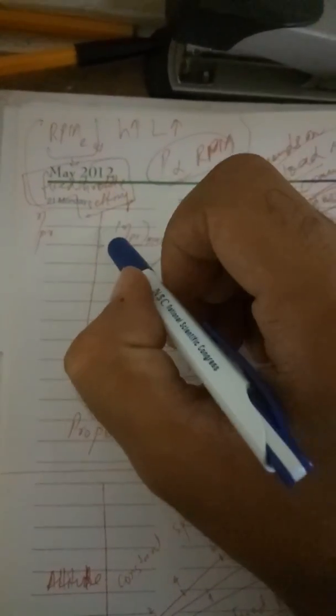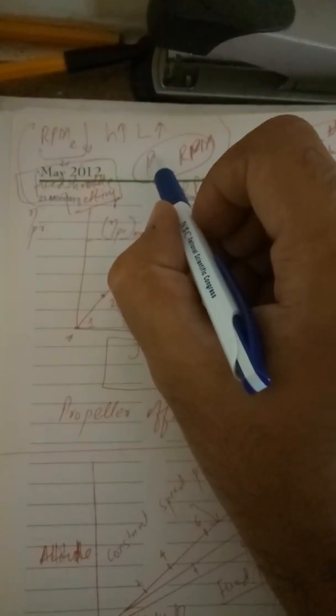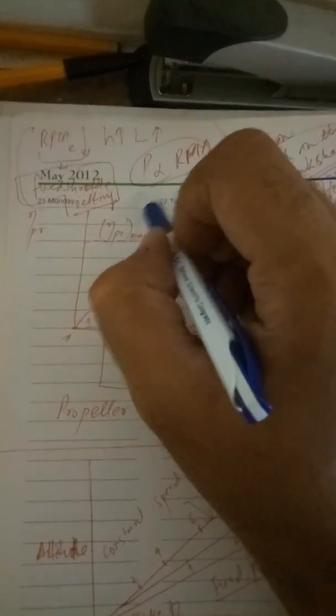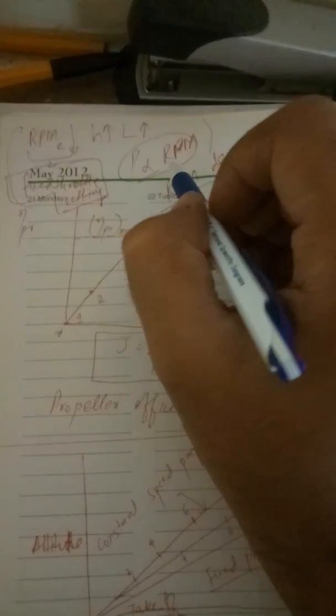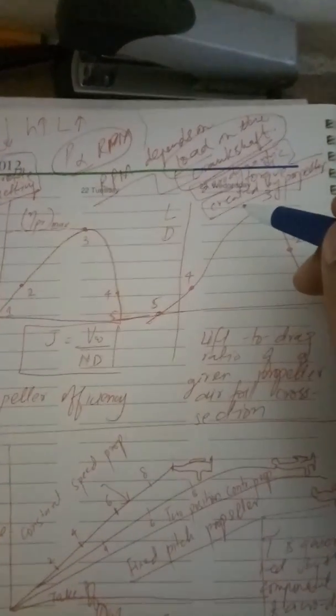So the revolutions per minute of the engine will decrease at a fixed throttle setting. So height would increase and lift would also increase, and P is directly proportional to RPM. That means when we increase the power, there will be an increase in the revolutions per minute. And revolutions per minute depends on the load on the crankshaft and the aerodynamic torque provided by the propeller.